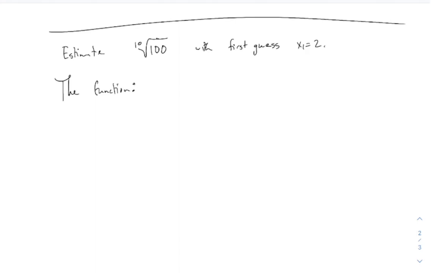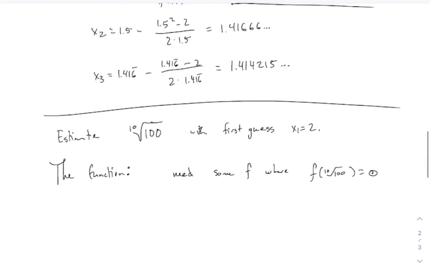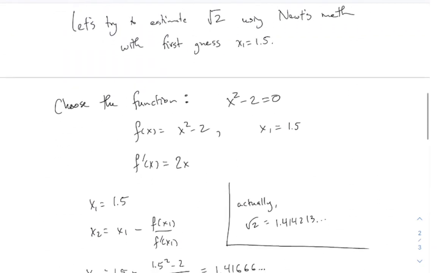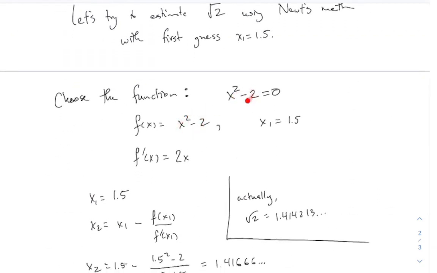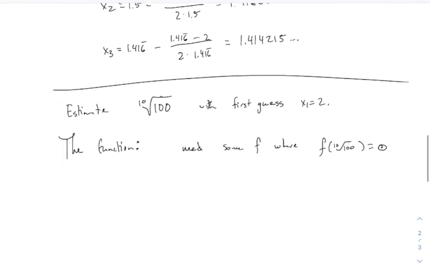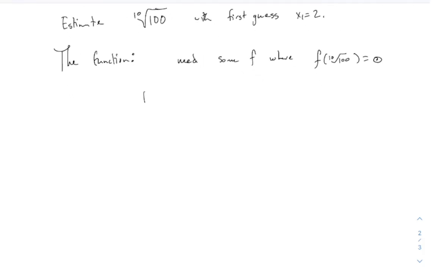You need to invent a function, so we need some f where f of the 10th root of 100 equals 0, right? You want to think of such a function? It is kind of similar to the one we did before. I wanted the square root of 2 before, so I used x squared minus 2 as my function. Because if you put the square root of 2 in here, you will actually get 0. Any ideas? How can I make it so that it's the 10th root of 100? Yeah. X to the 10th minus 100. Yeah, he said x to the 10 minus 100.